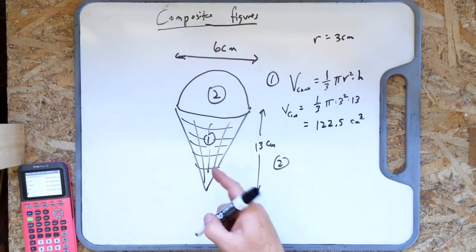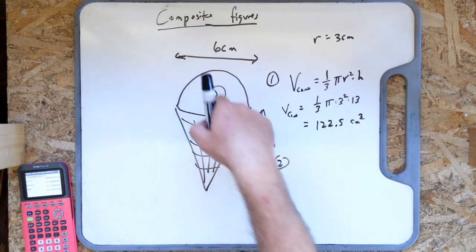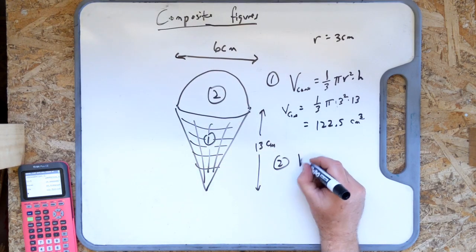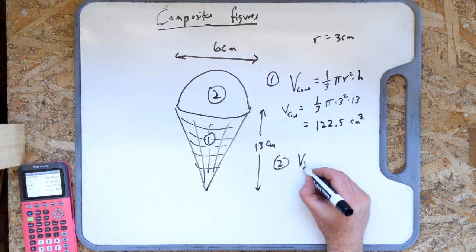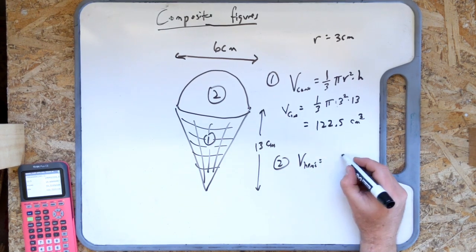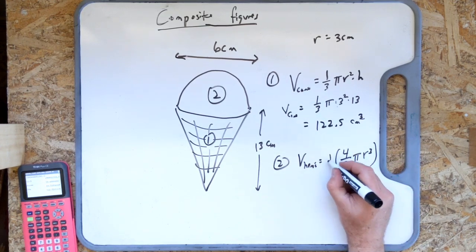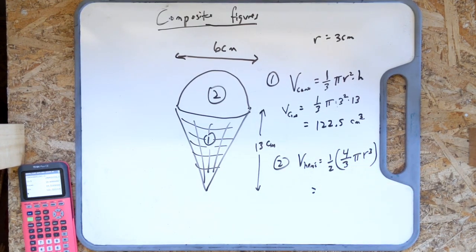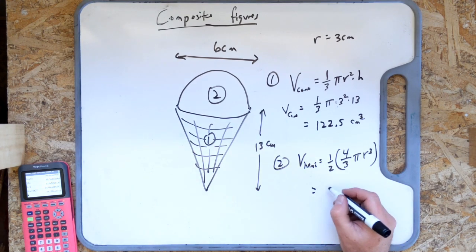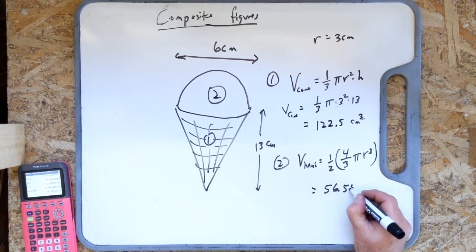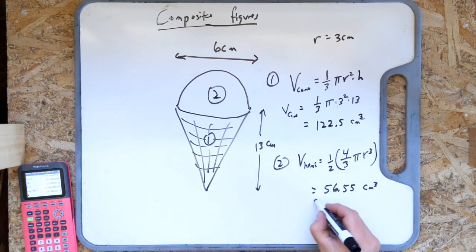Now I'm going to do 2, which is the volume of the sphere part, which is actually a half of a sphere. So volume of what's called a hemisphere. First of all, it's the sphere part, which is 4/3 pi r cubed, but then we just have to halve it. So that is 2/3 times pi times r, which is 3 cubed, which is 27, or 56.55 cubic centimeters. So there we go, we got 2 of the pieces.